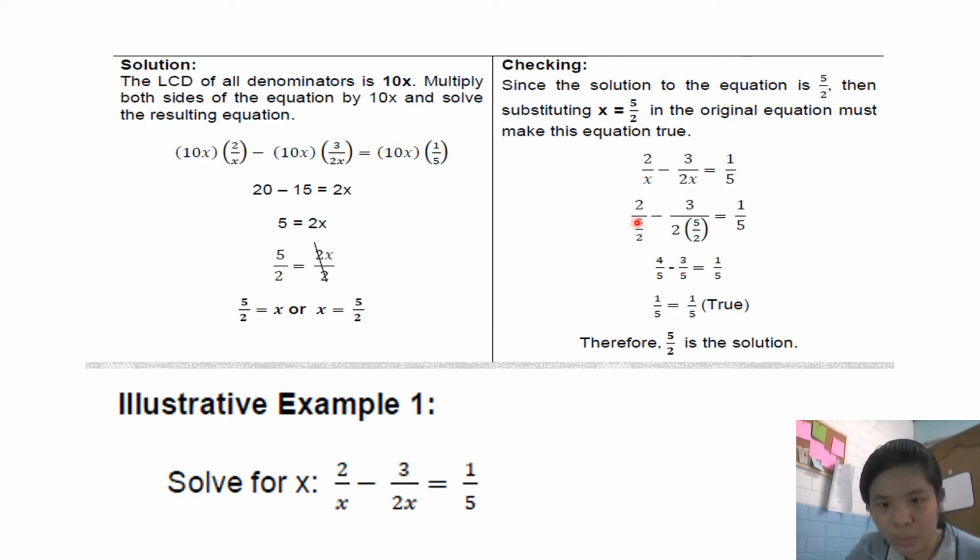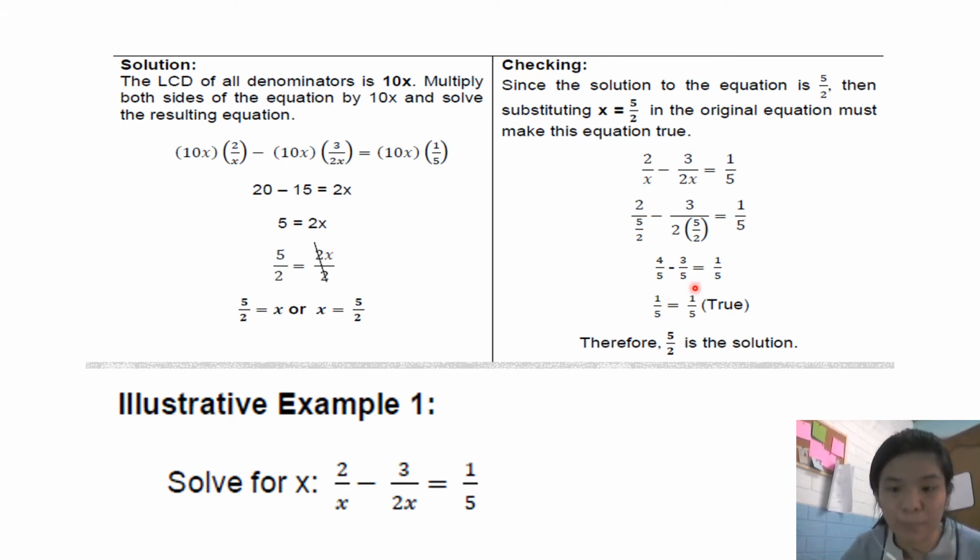So that is 2 over 5 over 2, that's the value of x, minus 3 all over 2 times 5 over 2 equals 1 over 5. So 2 divided by 5 over 2, that is 2 times 2 over 5, di ba? You switch lang. Tapos you proceed to multiplication. Therefore, the answer is 4 over 5 minus, so if you simplify this, that is 3 over 5 equals 1 over 5.